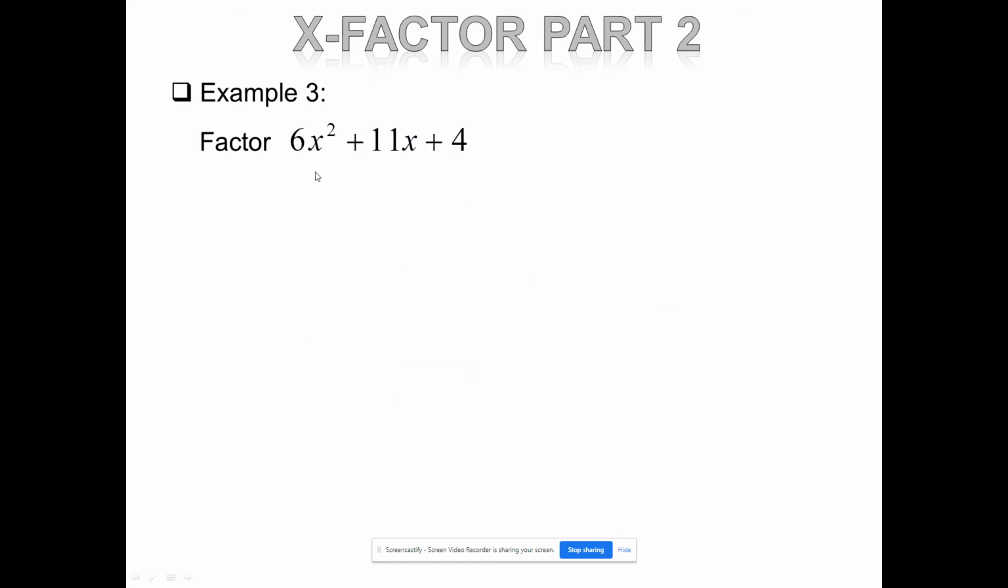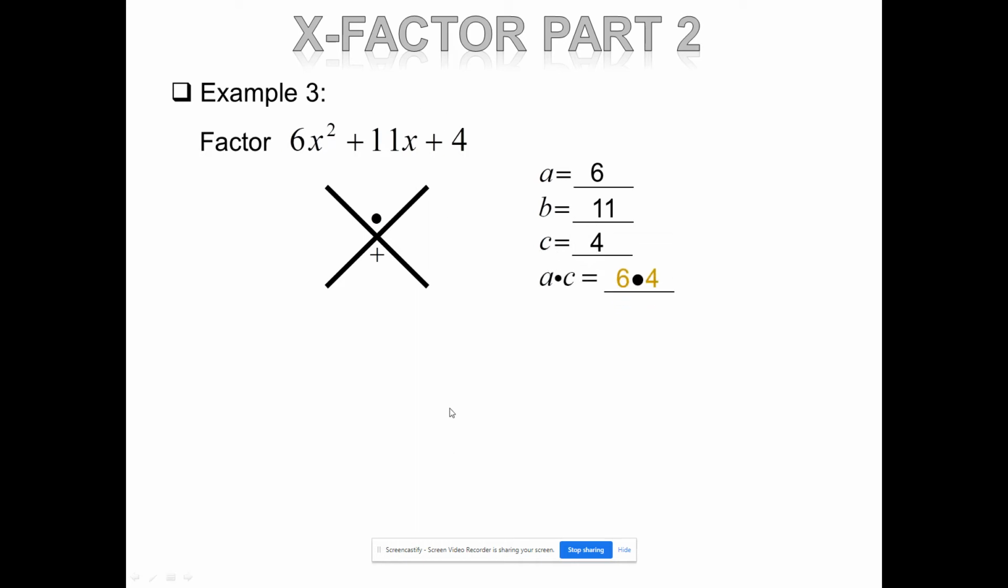Okay, so I'm going to do another one with you guys, because there are different circumstances. I just want you guys to see everything. So again, we have a quadratic, so we're going to x factor. A times c goes on top and b goes on the bottom. So a times c is 6 times 4, which is 24. B is 11. Let's put 11 there. And I need two numbers that multiply to 24 but also add to 11.